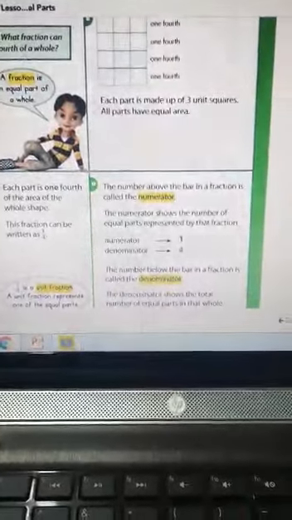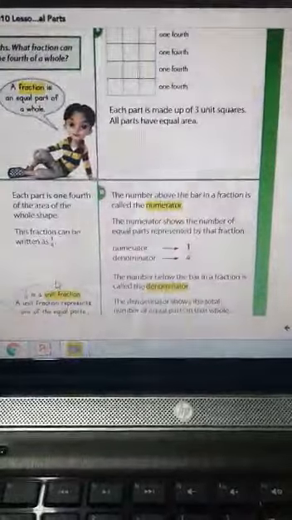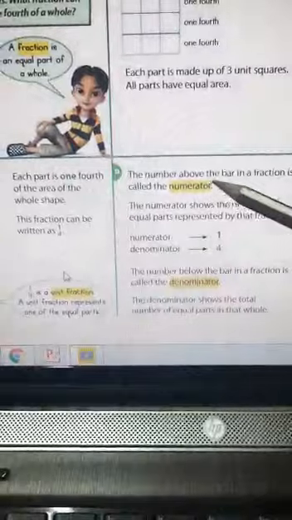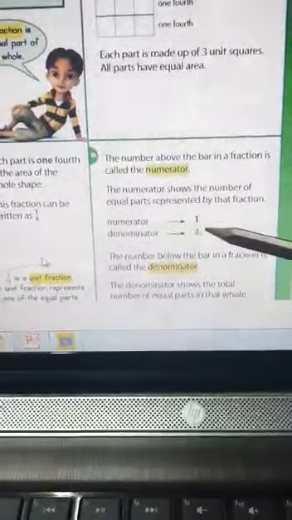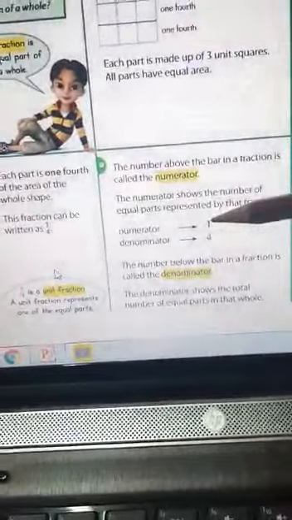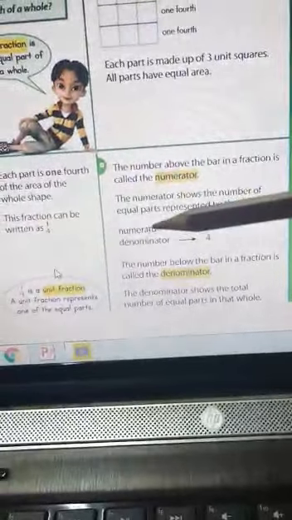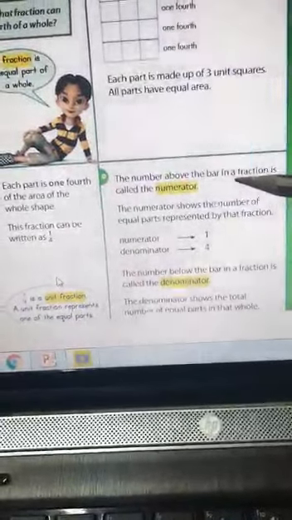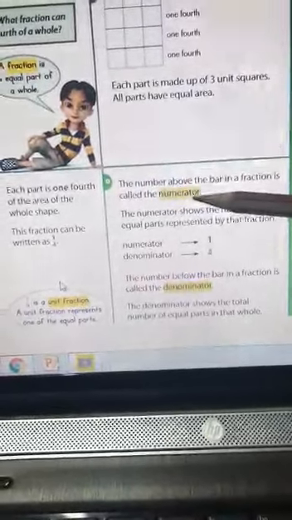Now here we have something called numerator. You can see the word numerator here. Numerator, it means what? For example, if you have this fraction 1 of 4, which we took from here, what do you mean by this 1? Do you think it has a name? Yes, for sure. Its name is numerator. So what's the meaning of numerator? The number above the bar in a fraction is called the numerator.